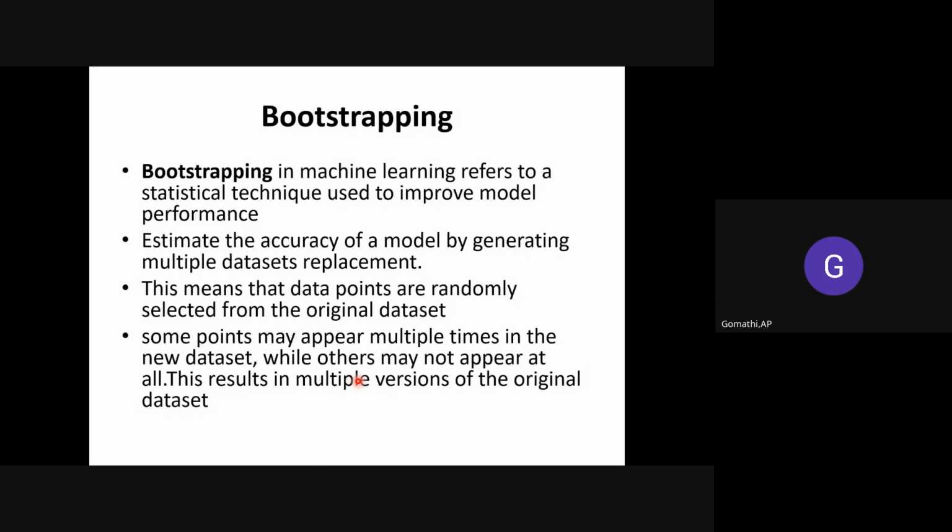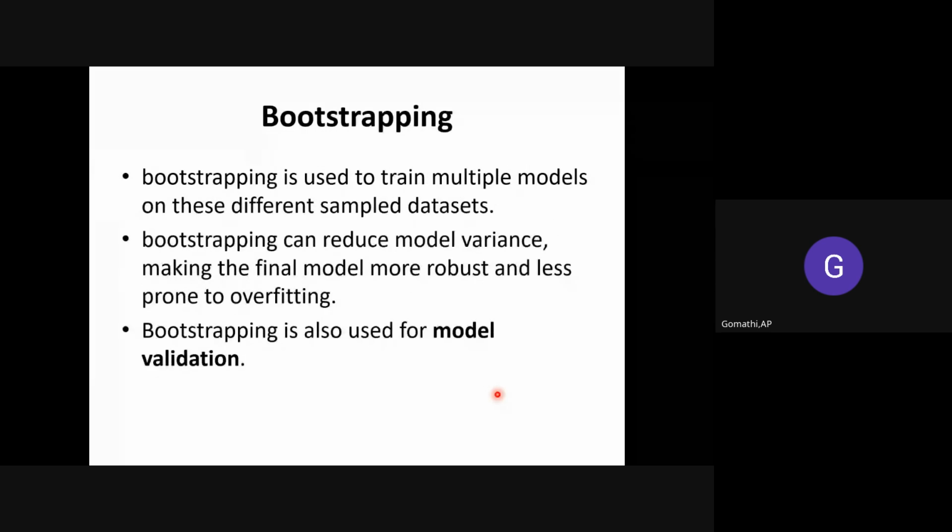So from the original data set, when data is sometimes repeated, we can go for bootstrapping, while others may not appear at all. So this results in multiple versions of the original data set. It is mainly used to train multiple models on these different sampled data sets. So we can reduce model variance, making the final model more robust and less prone to overfitting.